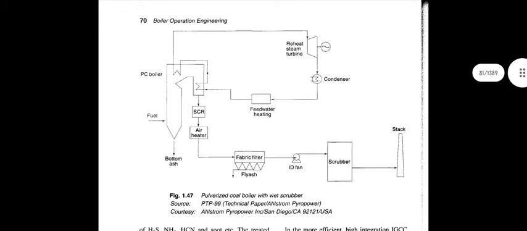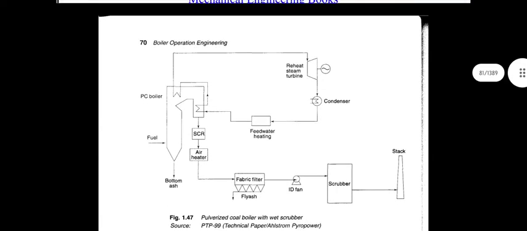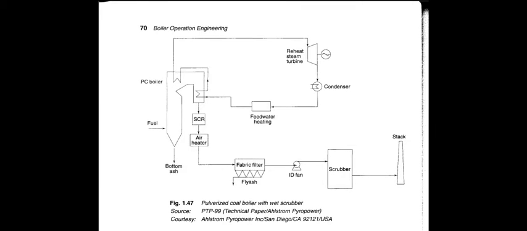In this diagram we can see the pulverized coal boiler with wet scrubber. We can see the PC boiler, fuel injection is there in the left of the diagram, and bottom ash is collected from the bottom of the diagram. In the flue gas circuit, the flue gas goes from the boiler through the SCR and air heater to the fabric filter, where fly ash is collected. Then by the ID fan it goes to the scrubber and stack.